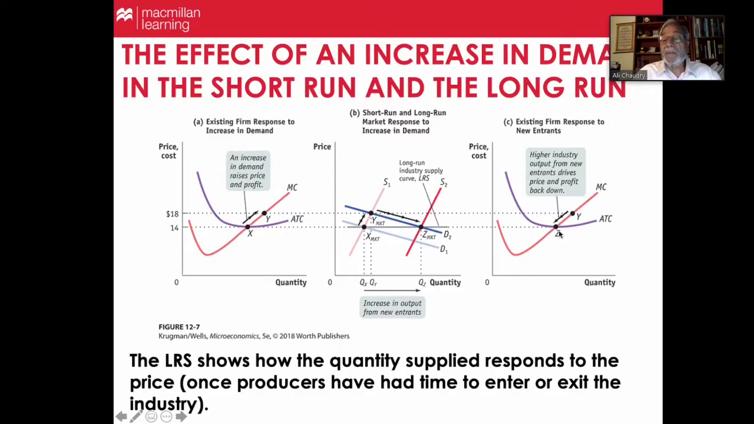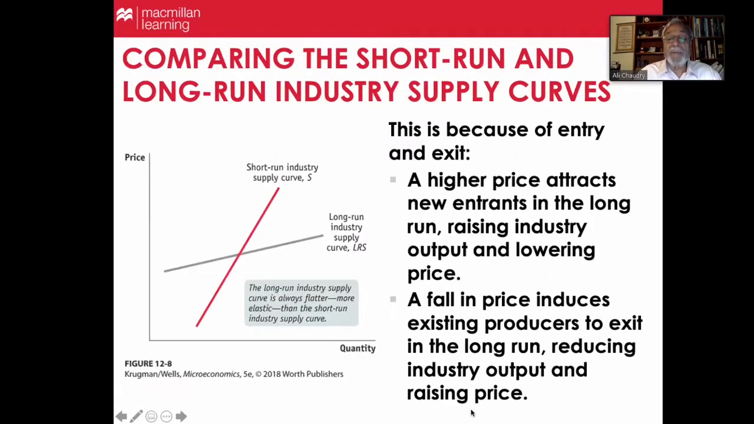And the equilibrium in the long run would come in once the new entrants come in and the market settles down. So the long-run supply curve shows how the quantity supplied responds to the price, because as the prices begin to rise as a result of the increase in demand, you will see more firms entering and an equilibrium being achieved. Okay.